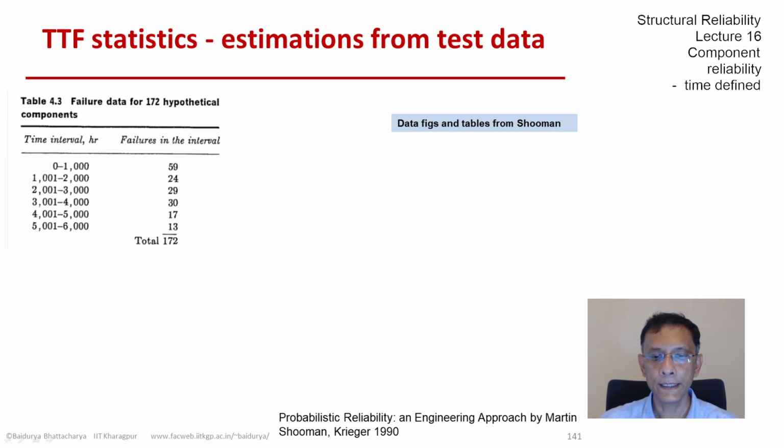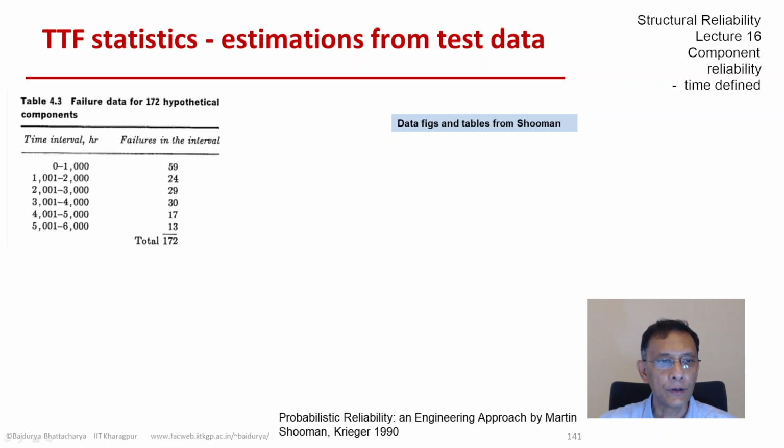The next example we take up is also from Shooman's book. We have here failure data presented in intervals of time. As you see on the table on the left, there were 59 failures between 0 to 1000 hours of test time, and then for subsequent 1000-hour intervals all the way up to 6000. So we have 6 intervals and a total number of 172 items tested.